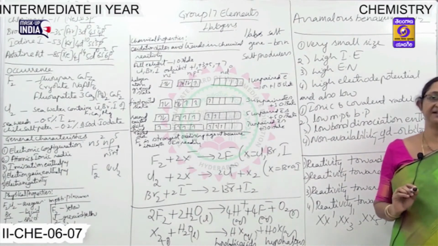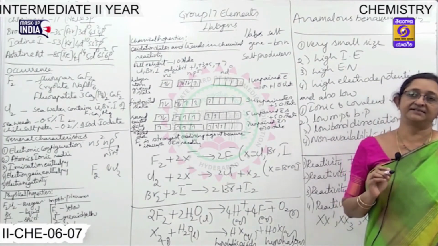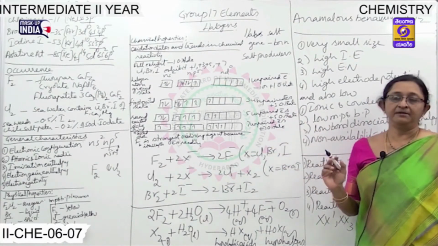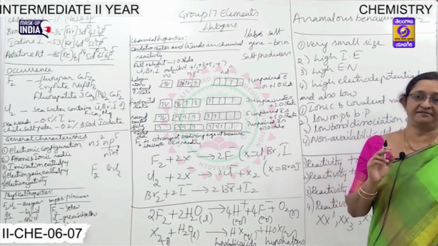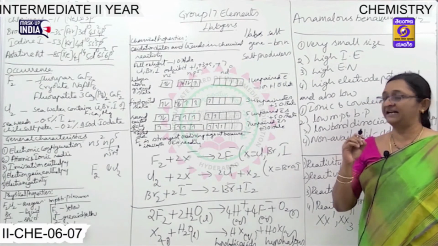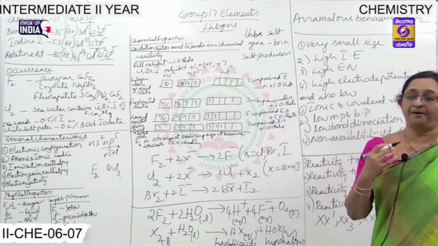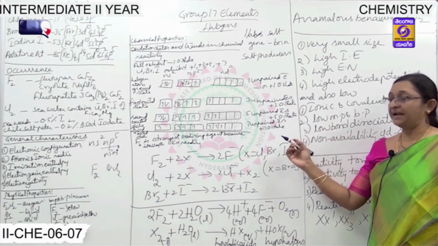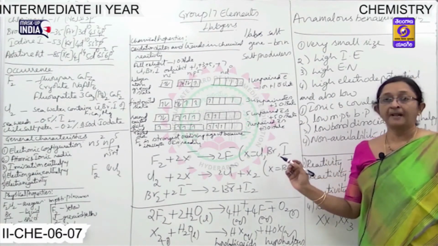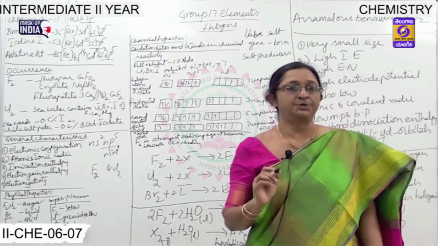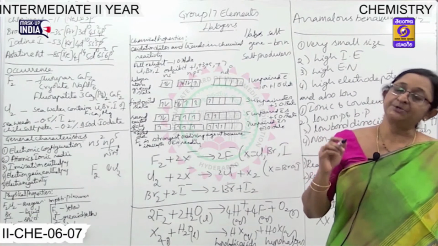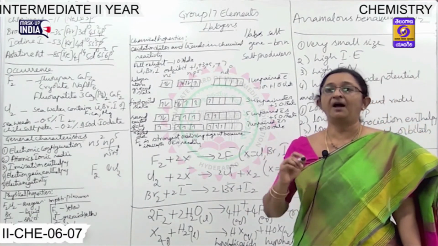Then reactivity. The reactivity, when we discuss, decreases from fluorine to iodine. Fluorine shows the highest reactivity because of its very small size and the tendency to accept the electrons readily. At the same time, it is the strongest oxidizing agent also. Fluorine is having the capacity to oxidize bromides to bromine, chlorides to chlorine, iodide to iodine.